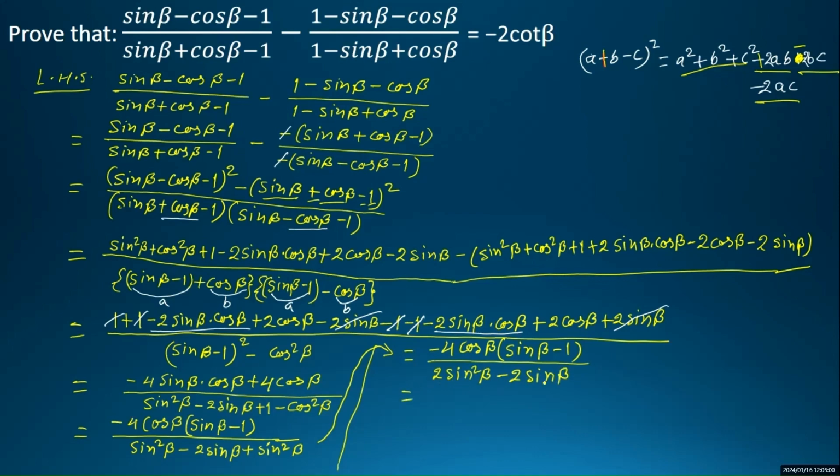In denominator also we have 2 sin beta common. Numerator minus 4 cos beta into sin beta minus 1, and in denominator 2 sin beta common, and there will remain sin beta minus 1. Sin beta minus 1 in numerator and sin beta minus 1 in denominator can be cancelled. 2 cancels 4 two times, and there will remain minus 2 cos beta upon sin beta, which is minus 2 cos beta upon sin beta equal to cot beta. Hence our right hand side is 2.